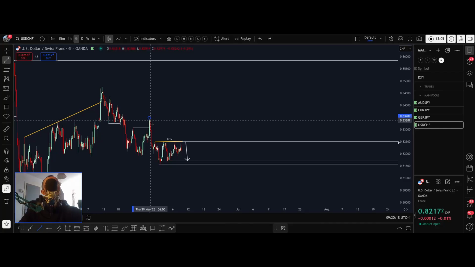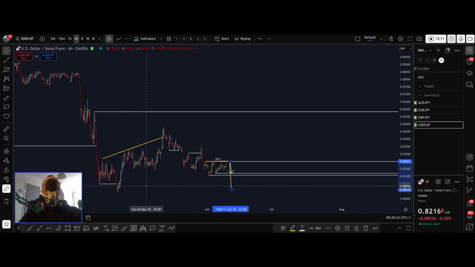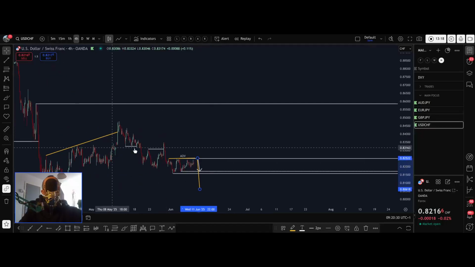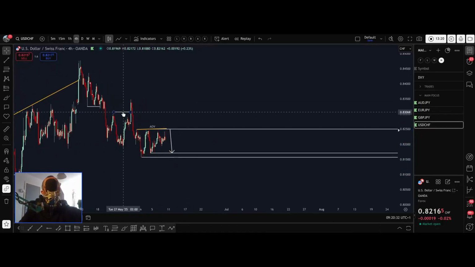So if we measure this here, we assume that that's the area of value. Where does that line up? It lines up almost down to here again. So we would be back at the base of all of this structure, the base of all of this consolidation. So that makes contextual sense.